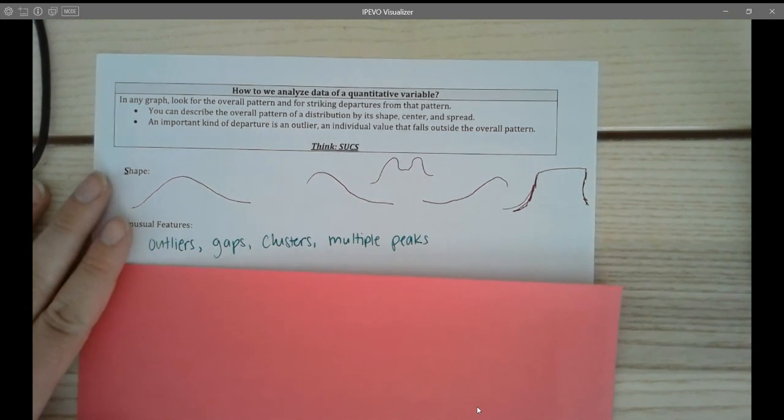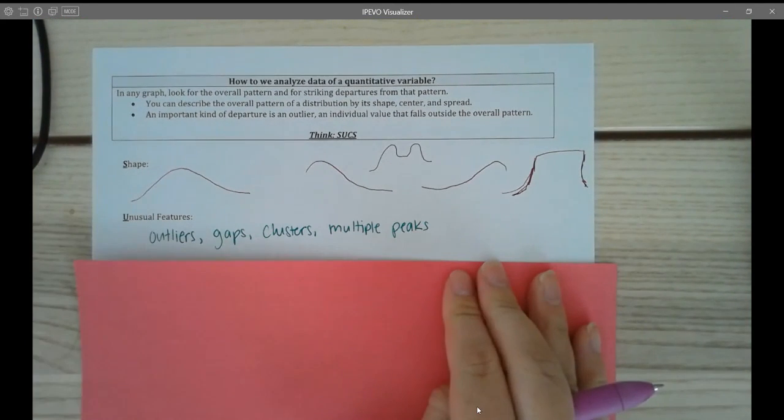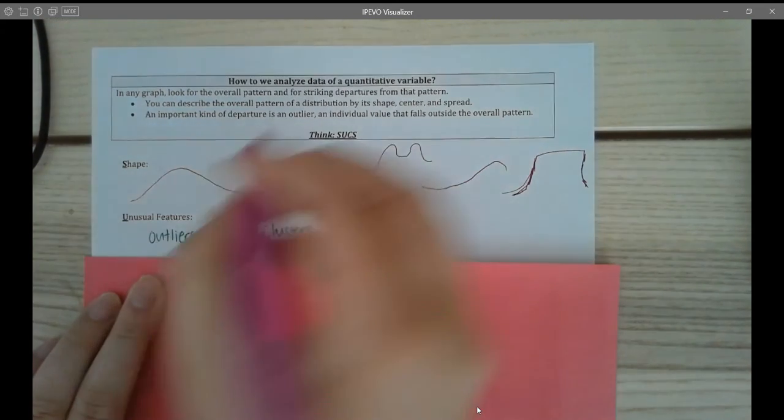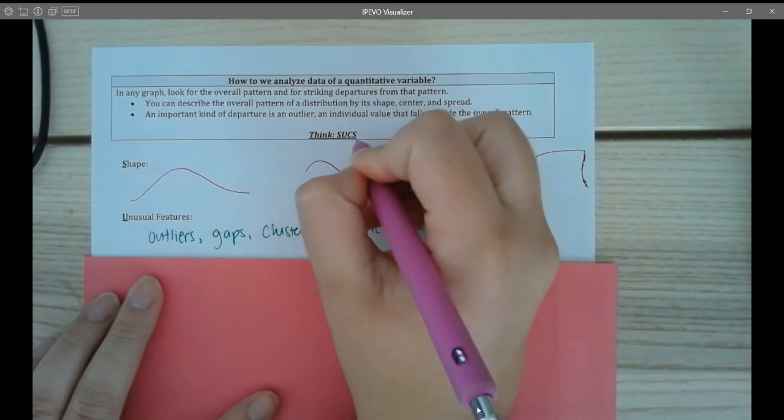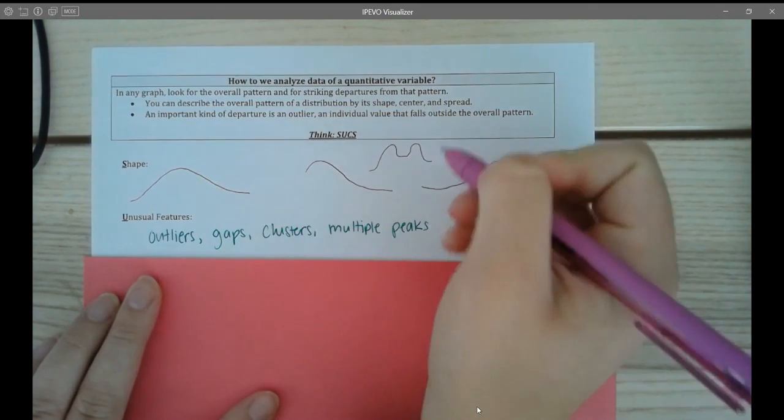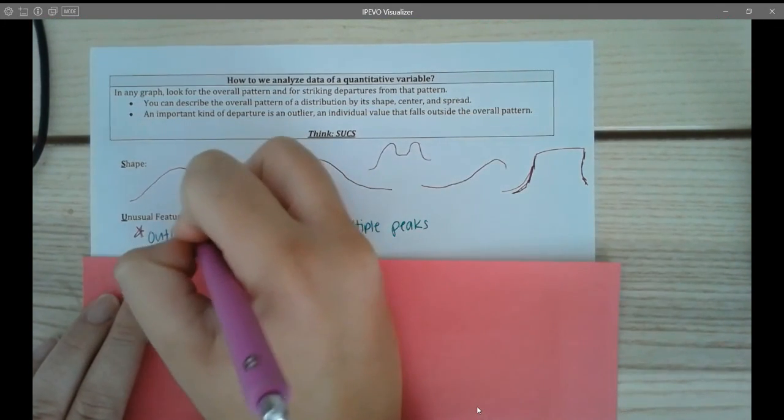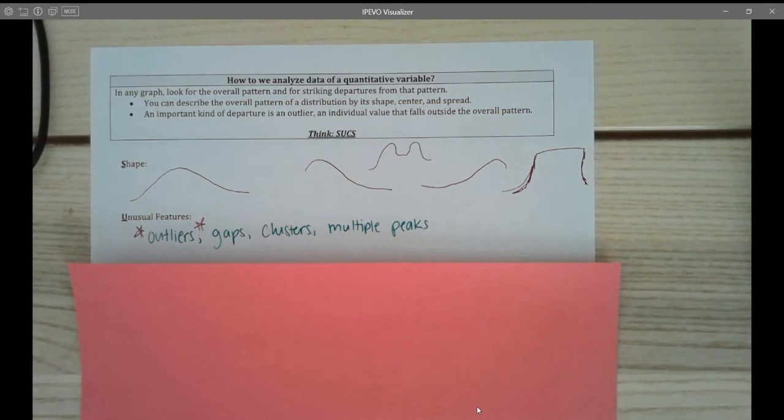The U stands for unusual features. There's lots of unusual features you could call out. Outliers are the big one. Sometimes you'll see this as SOCS, S-O-C-S, and the O stands for outlier, because outliers are the main thing we're going to talk about when we talk about unusual features. You also could talk about gaps in the data. We would want to mention the gap that we saw in the soccer data. You could talk about the two clusters we saw in the soccer data, or maybe there are multiple peaks. Those are all things that would fall under unusual features.